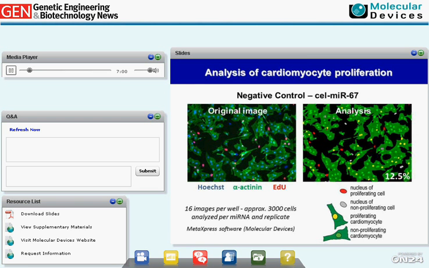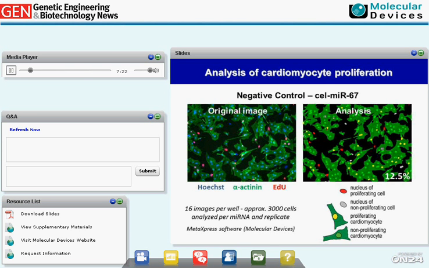So you can see that there are some cells that are proliferating that are not green positive, and so they are not cardiomyocytes. They are mostly fibroblasts. And you also can see some cells that are green and have their nucleus red, and these are the proliferating cardiomyocytes.